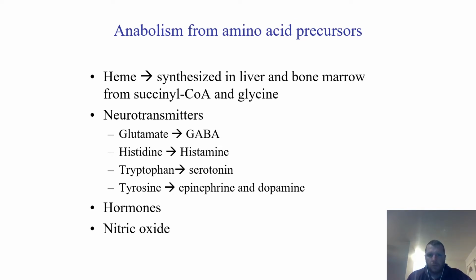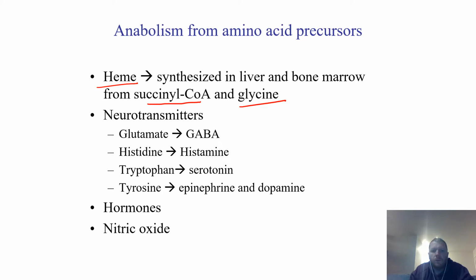So, for one, heme, the molecule that is involved in transporting oxygen, is synthesized in the liver and bone marrow from succinyl-CoA and the amino acid glycine. There are a couple of different neurotransmitters that are synthesized from amino acids, likewise hormones, and finally nitric oxide, which is a vasodilator and helps blood flow. Now, I'm going to go through a couple of these as just examples here.